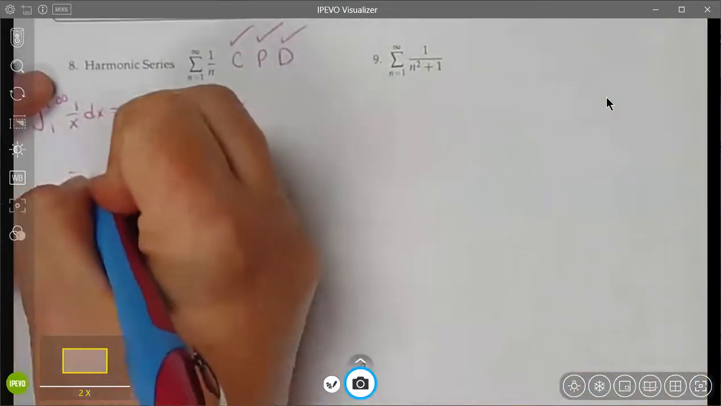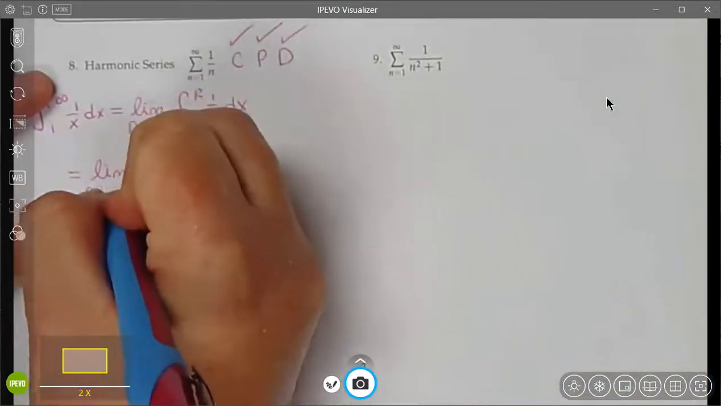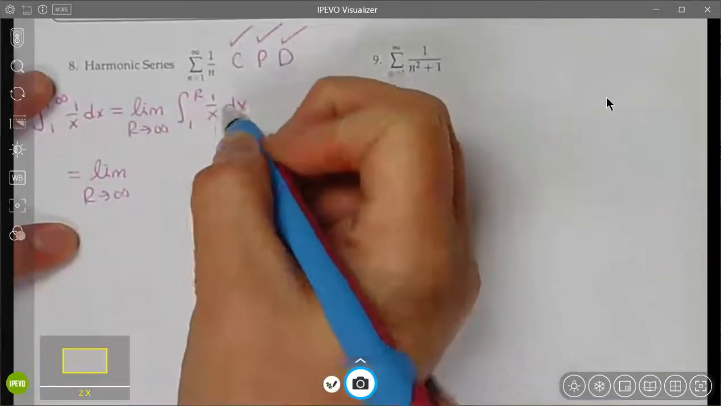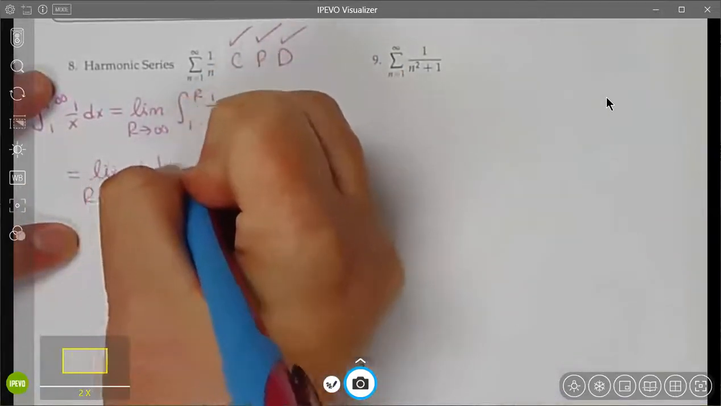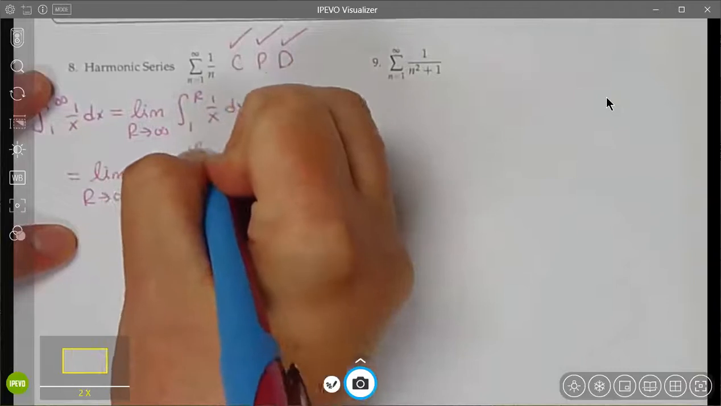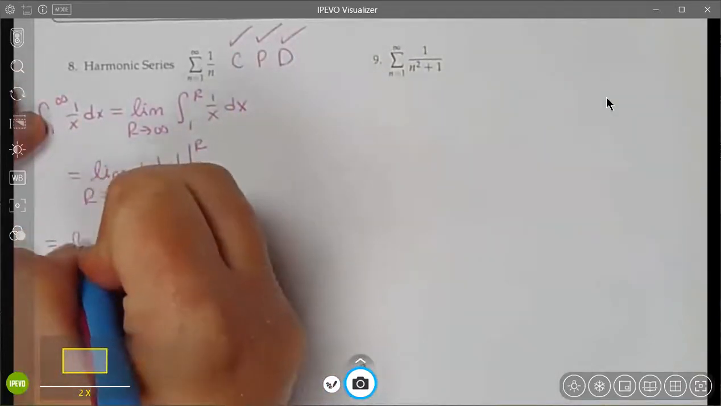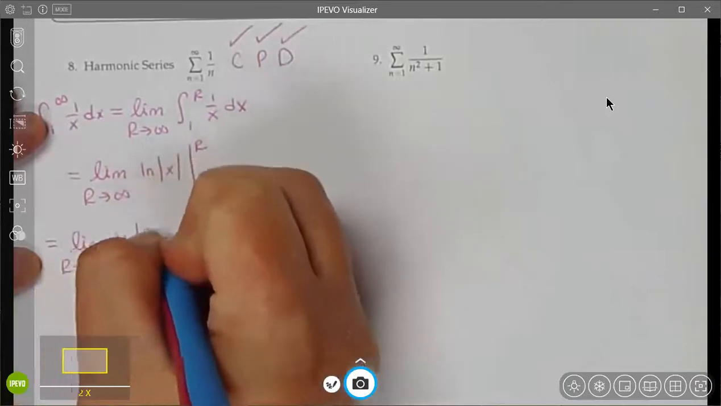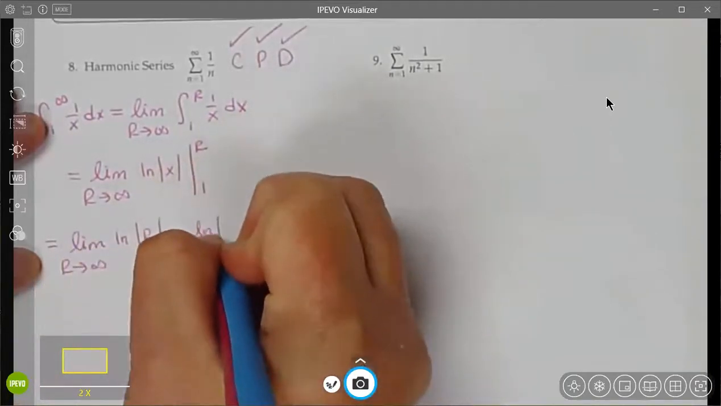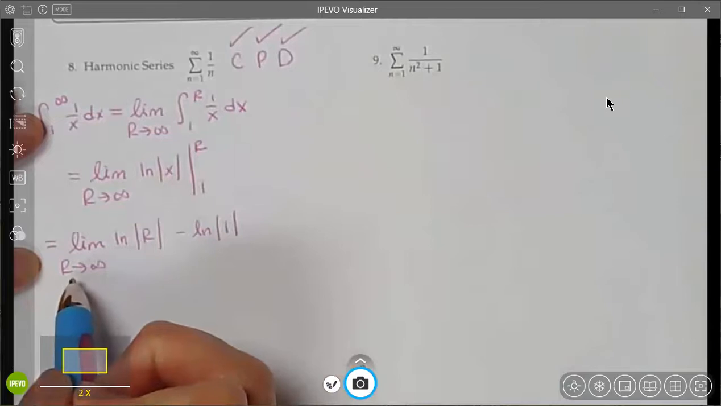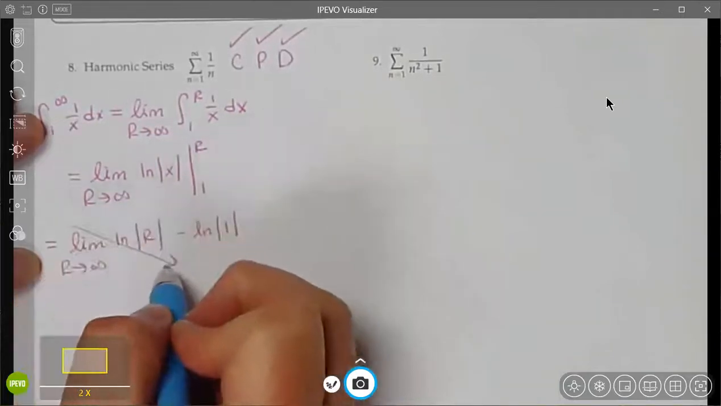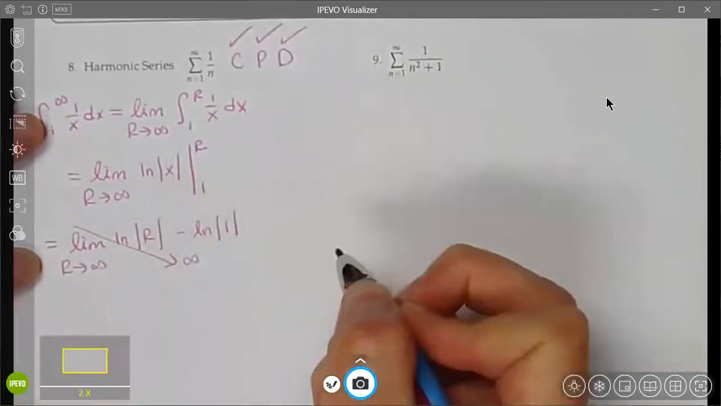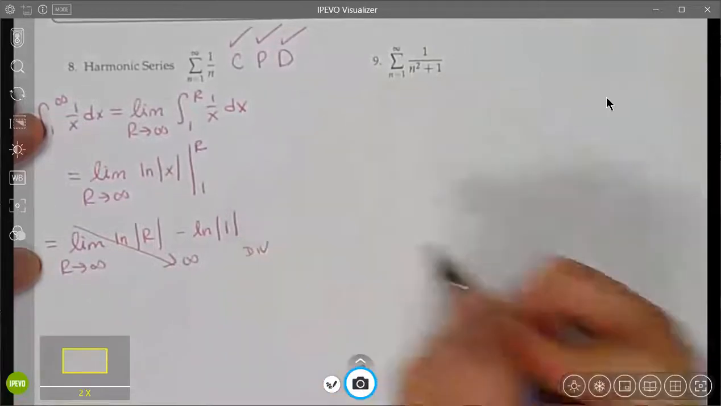And then this is equal to the limit as r goes to infinity. The antiderivative here is ln of x, evaluated from 1 to r. So I'll plug that in. I have the limit as r goes to infinity of ln of r minus ln of 1. As r goes to infinity, ln of r is going to go also to infinity, which means this integral diverges.